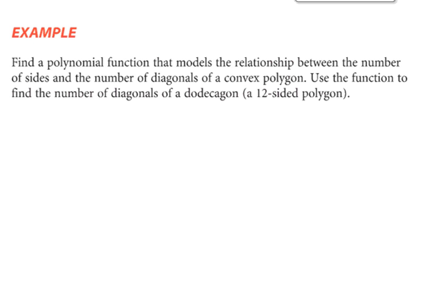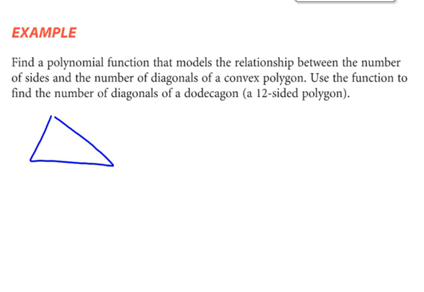This problem uses some geometry terms which you may not be familiar with, so let's explain those as we go. First of all, if we are going to use finite differences to find out the polynomial function we need, we first need to come up with some data, some x and y values. The problem tells us that the x will be the number of sides of the polygon. Let's create some examples.